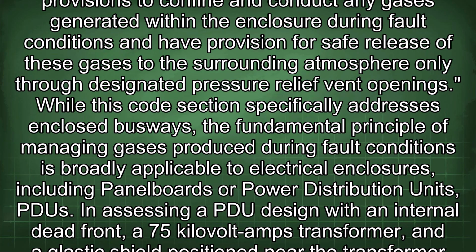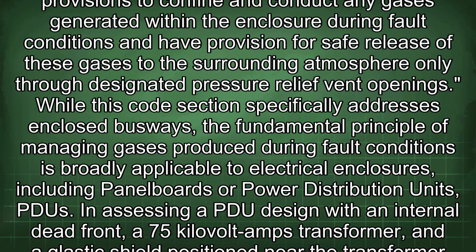The National Electrical Code, Section 312.11(A)(2), states that enclosed busways shall have provisions to confine and conduct any gases generated within the enclosure during fault conditions and have provision for safe release of these gases to the surrounding atmosphere only through designated pressure relief vent openings.